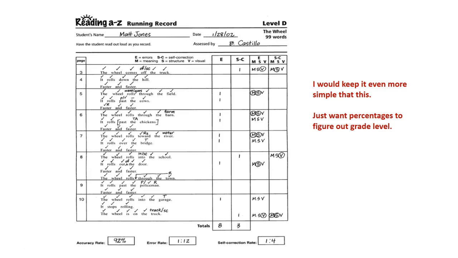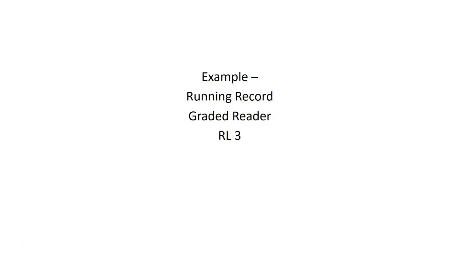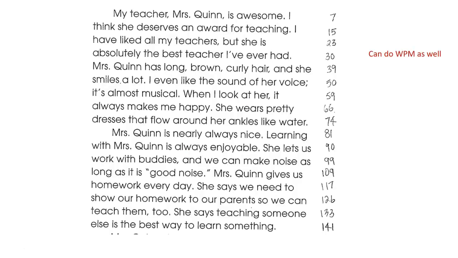I use miscue analysis to identify the types of reading errors. You can use any piece of graded level text, and again, that's a piece of text that has been normed. The average second grader can read this at the independent level. We are going to use an example, and I'm going to read this a little quicker. This is a graded reader, reading level 3, to figure out what the running record is. It's just a piece of text, and it's been normed for the third grade level.